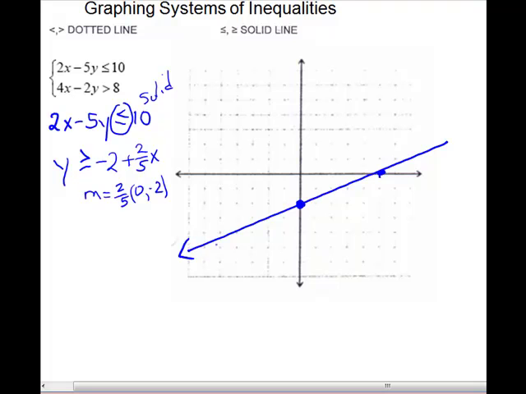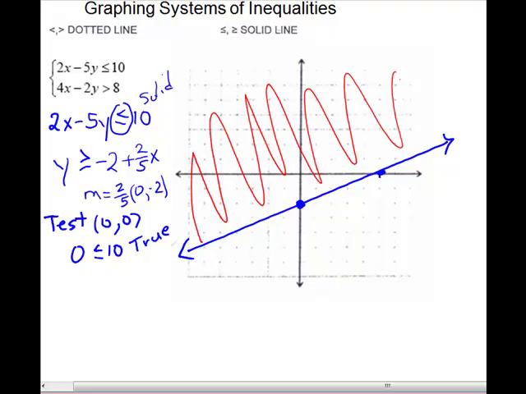For my test point, I can use 0, 0. And 2 times 0 is 0, minus 5 times 0 is 0. 0 is less than or equal to 10, and this is true. So I want the side that includes 0, 0. So for just this line, I want all of this side.